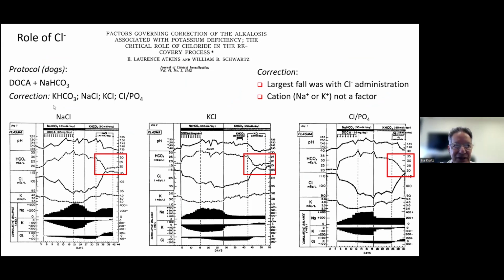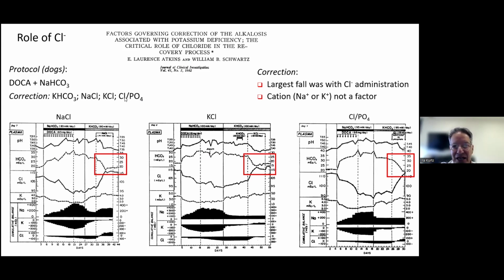And what they did, this was in dogs, they gave the dog deoxycorticosterone, a mineralocorticoid, with sodium bicarbonate to create the metabolic alkalosis. So here, if you look at the bicarbonate, when they gave the deoxycorticosterone and bicarbonate, you can see the blood bicarbonate increased and reached a level of about 35. And then what they did was they either gave back potassium bicarbonate, sodium chloride, KCl, or they gave chloride in exchange for phosphate.